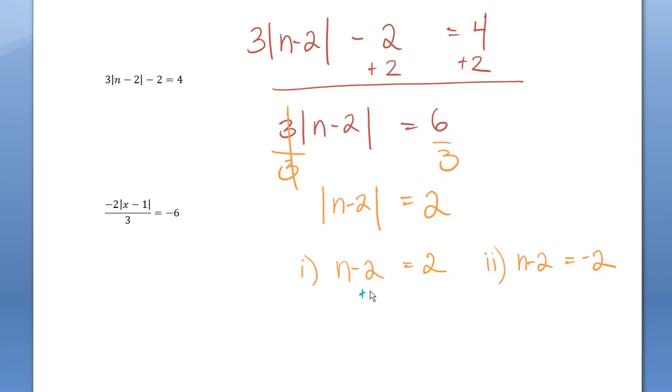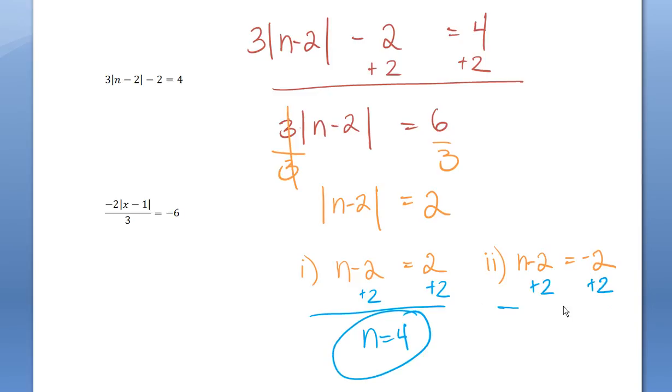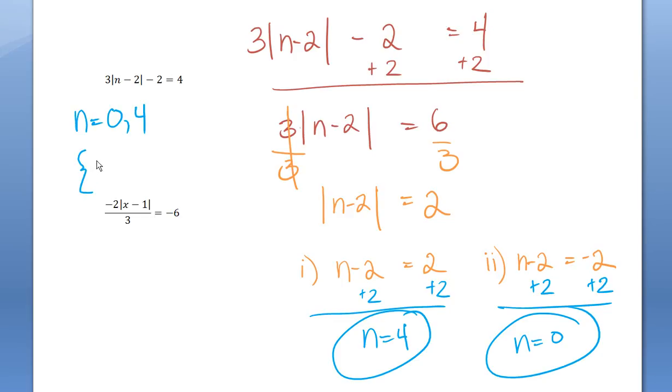In this case, I'll add 2 to both sides, and I'll get n equals 4. And over here, I will add 2 to both sides, and I'll get n equals 0. Okay, both of those are answers to my solution. I could write it like that. I could write it like that, n equals 0 and 4. I could write it like this, my little brackets, 0 and 4. Lots of different ways to write the right answer.